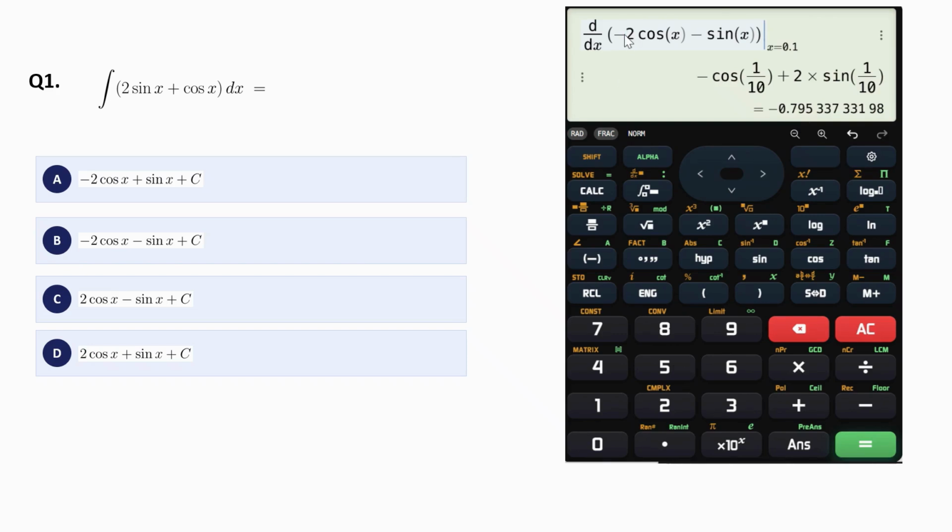Now option C says 2 cos x minus sin x. So that gives negative 1.19467. That is also not the right answer. Now let's check option D with plus. That's also not the right option. So option A is the correct answer. Don't lock the option at the beginning. After confirming with all 4 options, please lock the answer. So that's all.